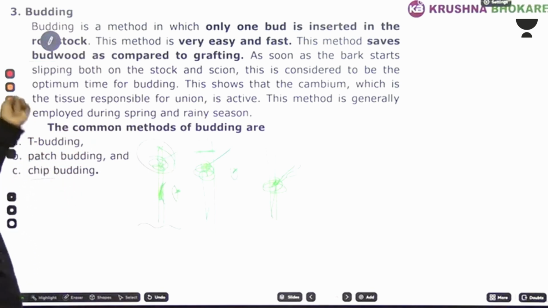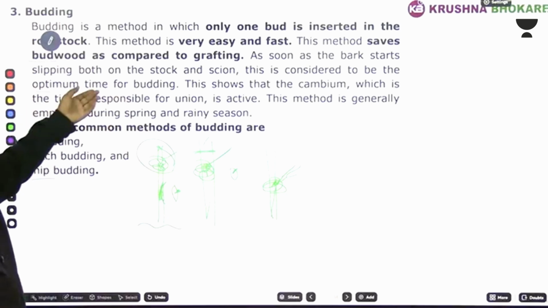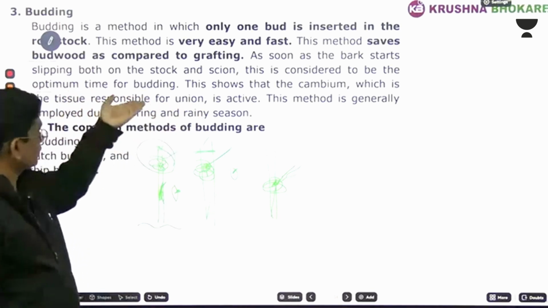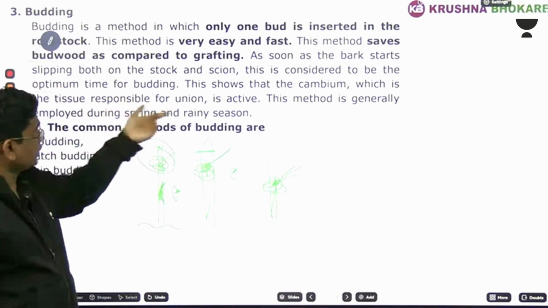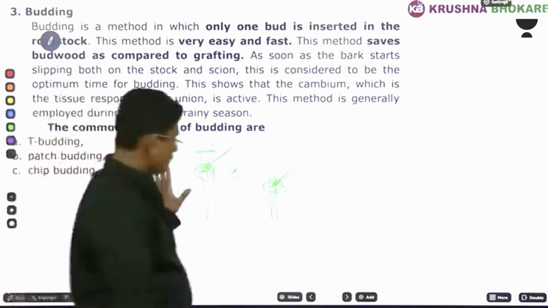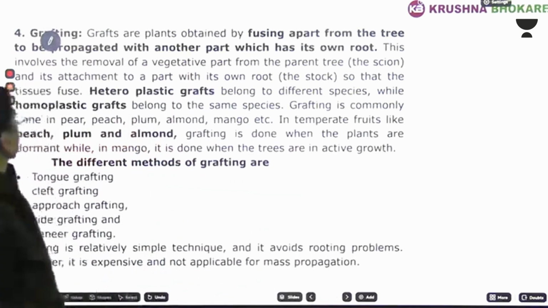As soon as the bark starts stripping both on the stock and scion, it is considered to be the optimum time for budding. This shows that the cambium tissue responsible for the union is active. This method is generally employed during the spring and rainy season, not in a dry season में practice नहीं करते बेटा हम इसकी. Then grafting.